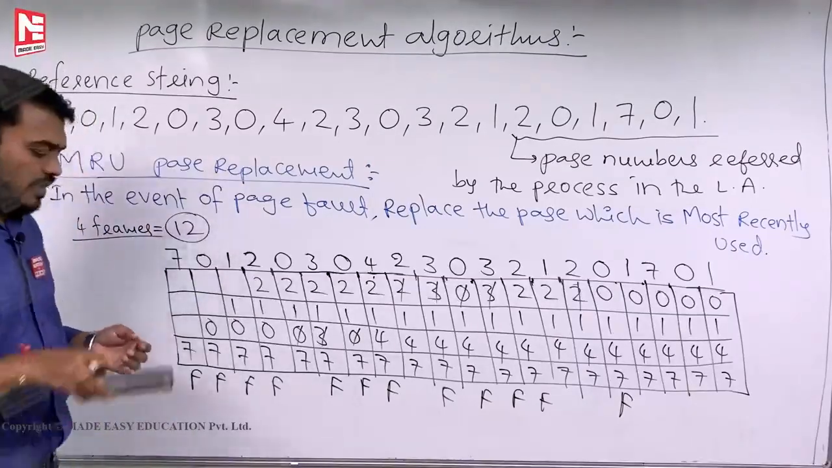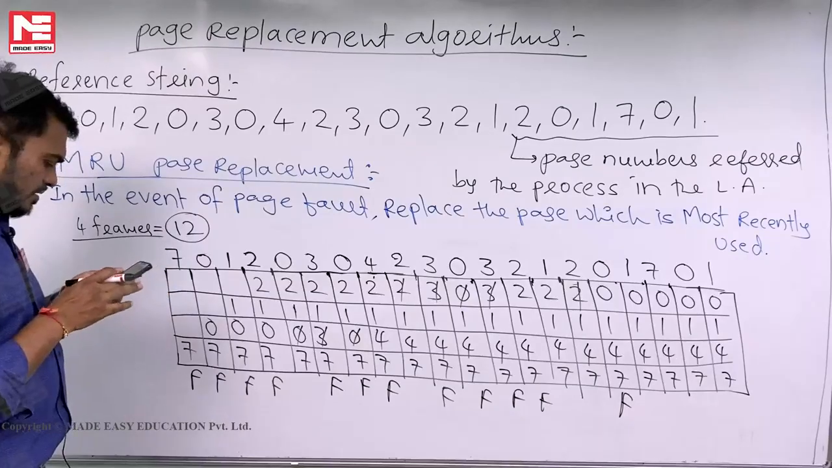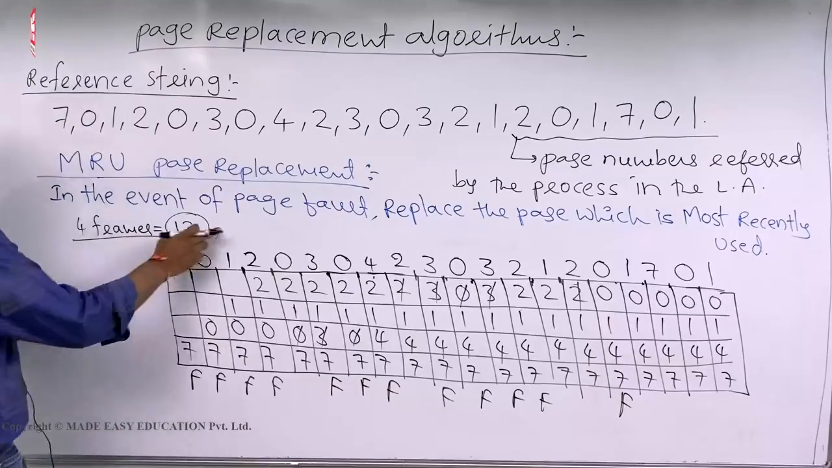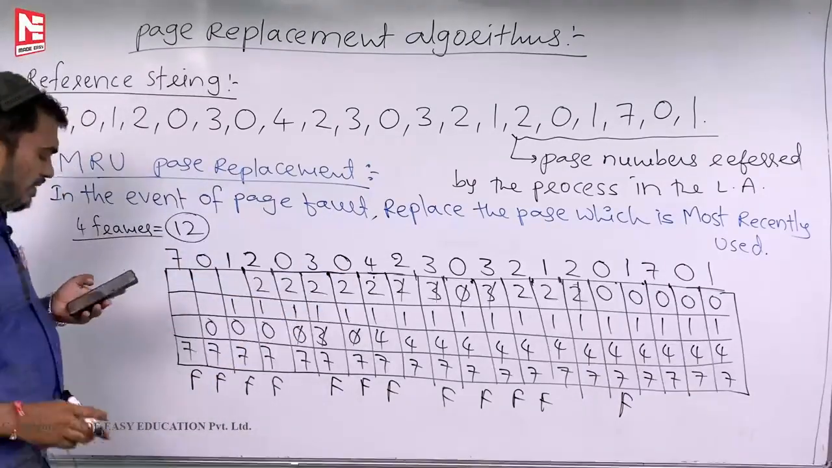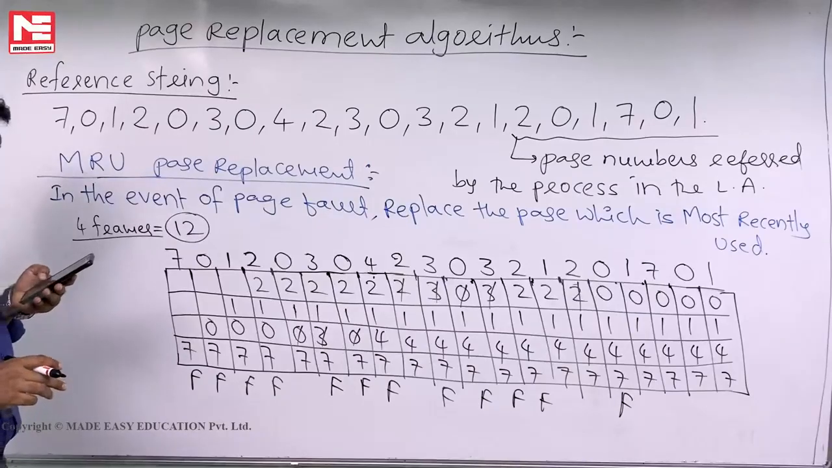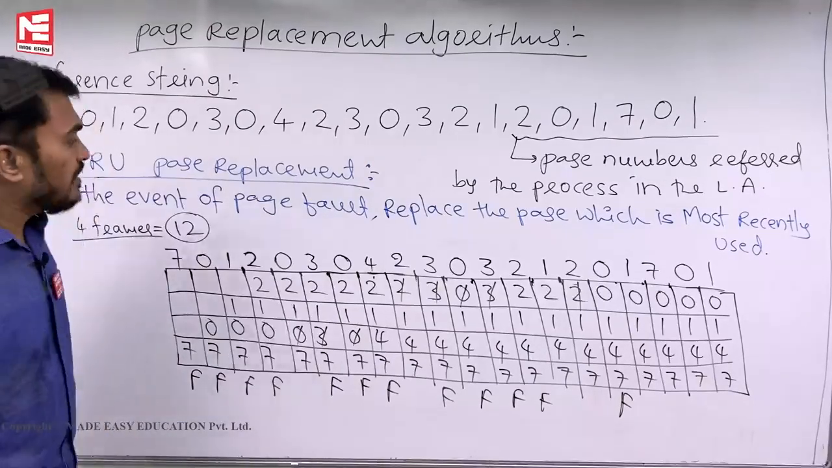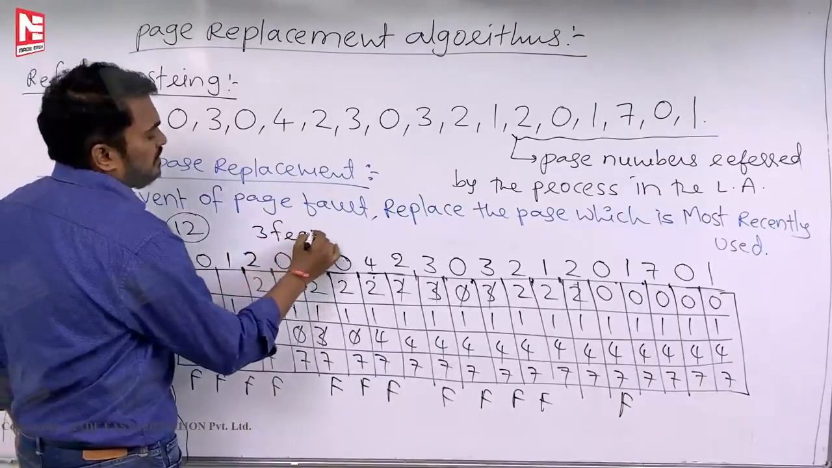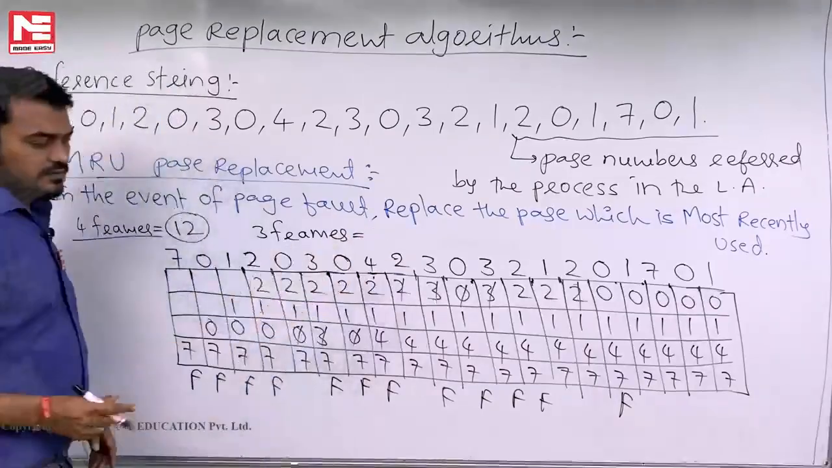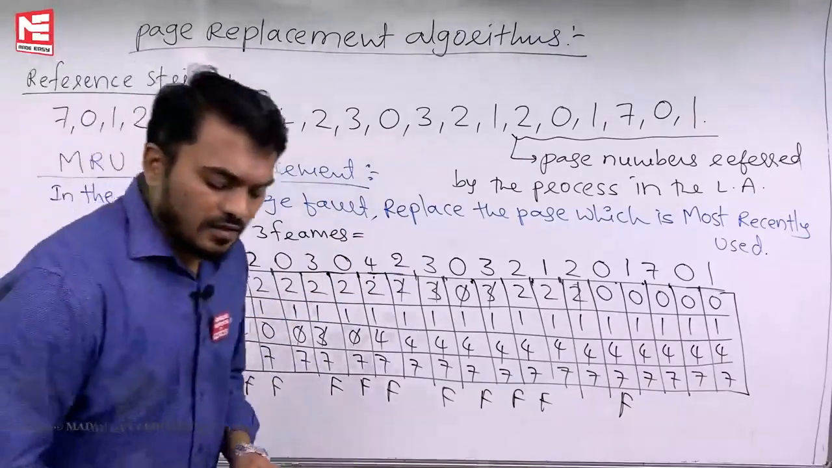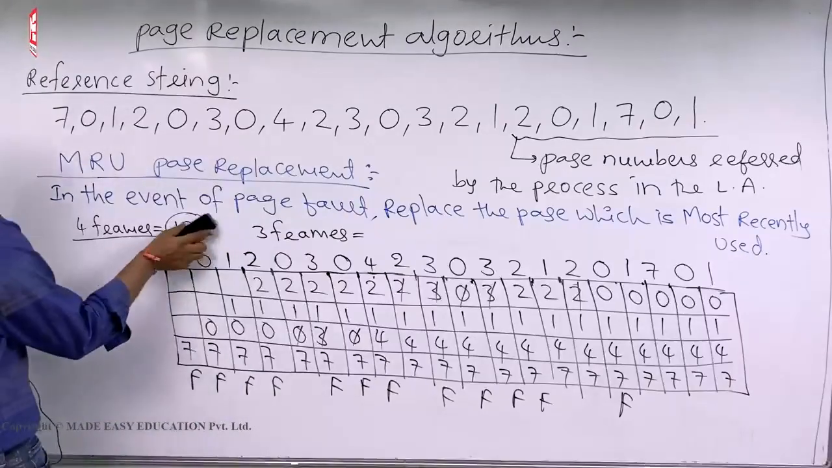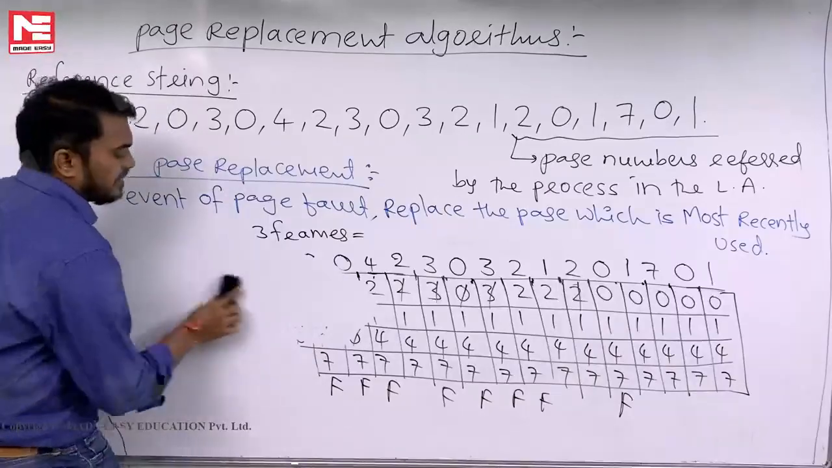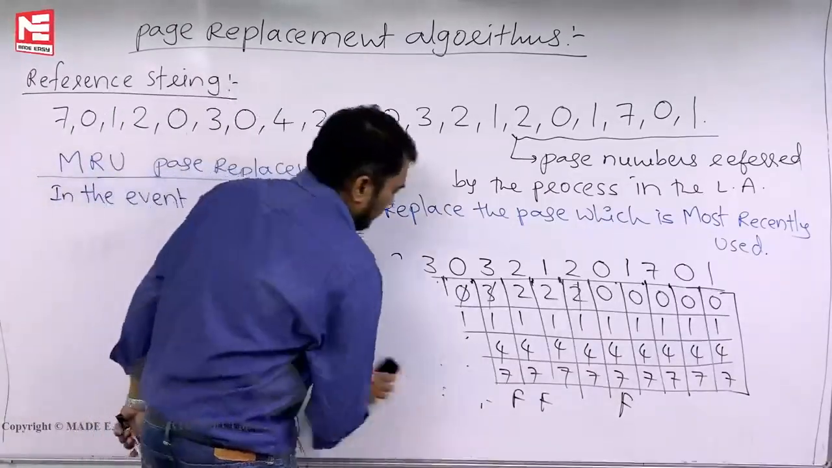So let me check whether it is correct or wrong, so that you will have clarity. Yes, mine is correct. So with 4 frames we are getting 12. So this is how you solve the problem. Now you do the same thing by taking 3 frames, the same reference string, and solve with 3 frames now. Pause the video. So please pause my video and try to solve with the 3 frames.